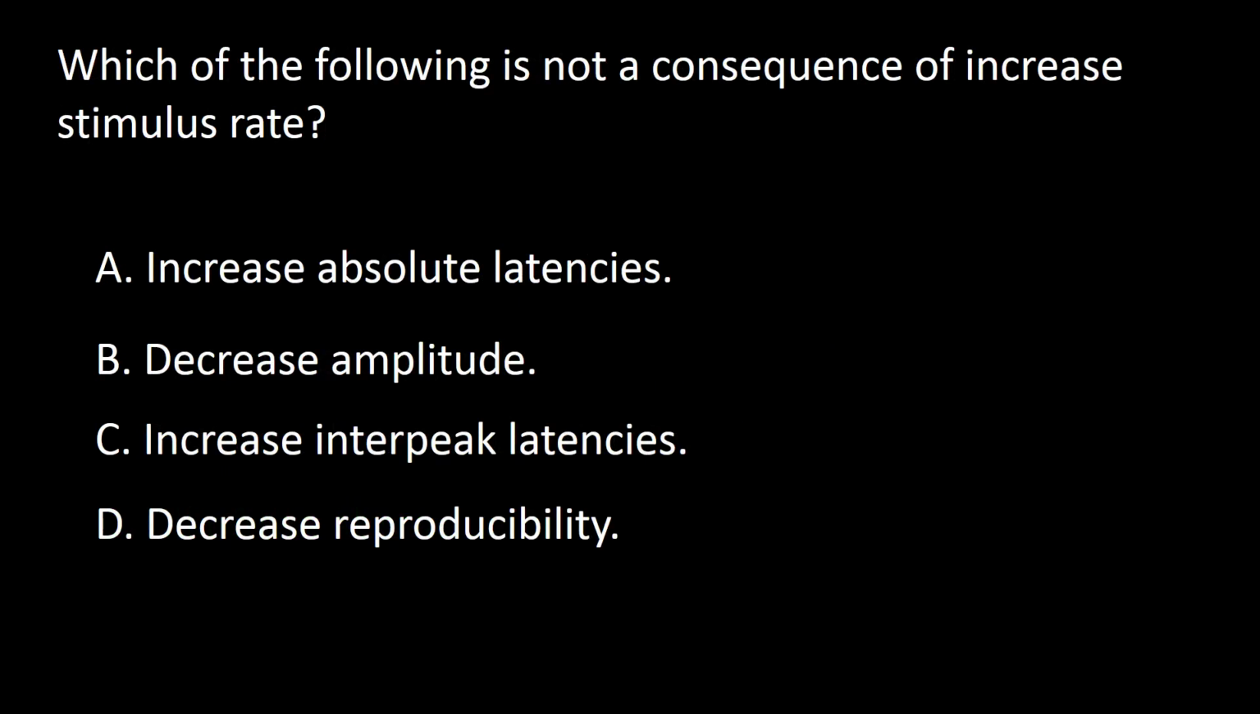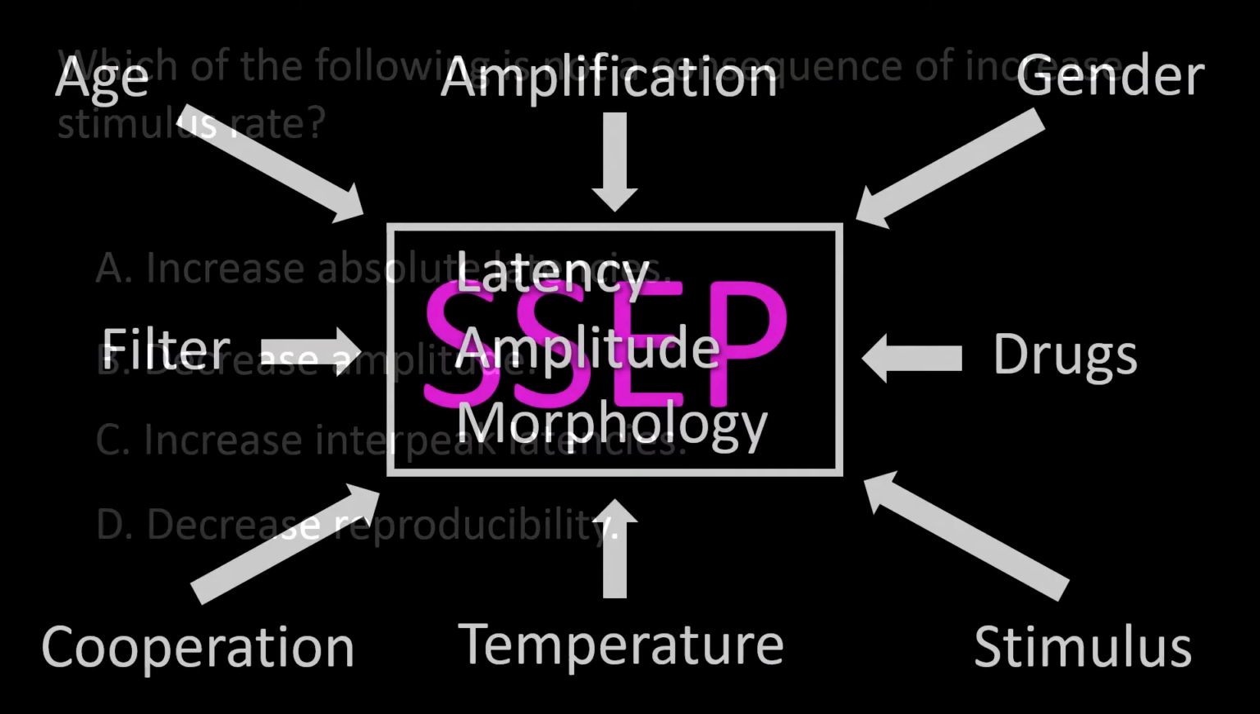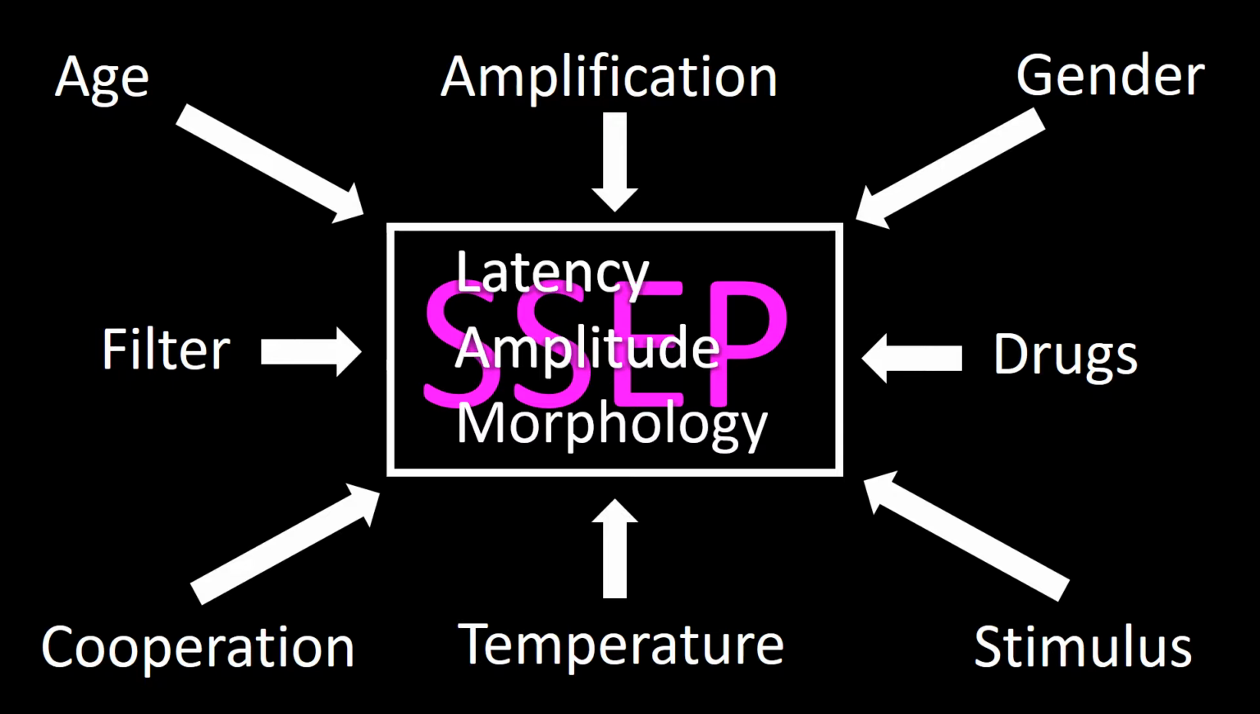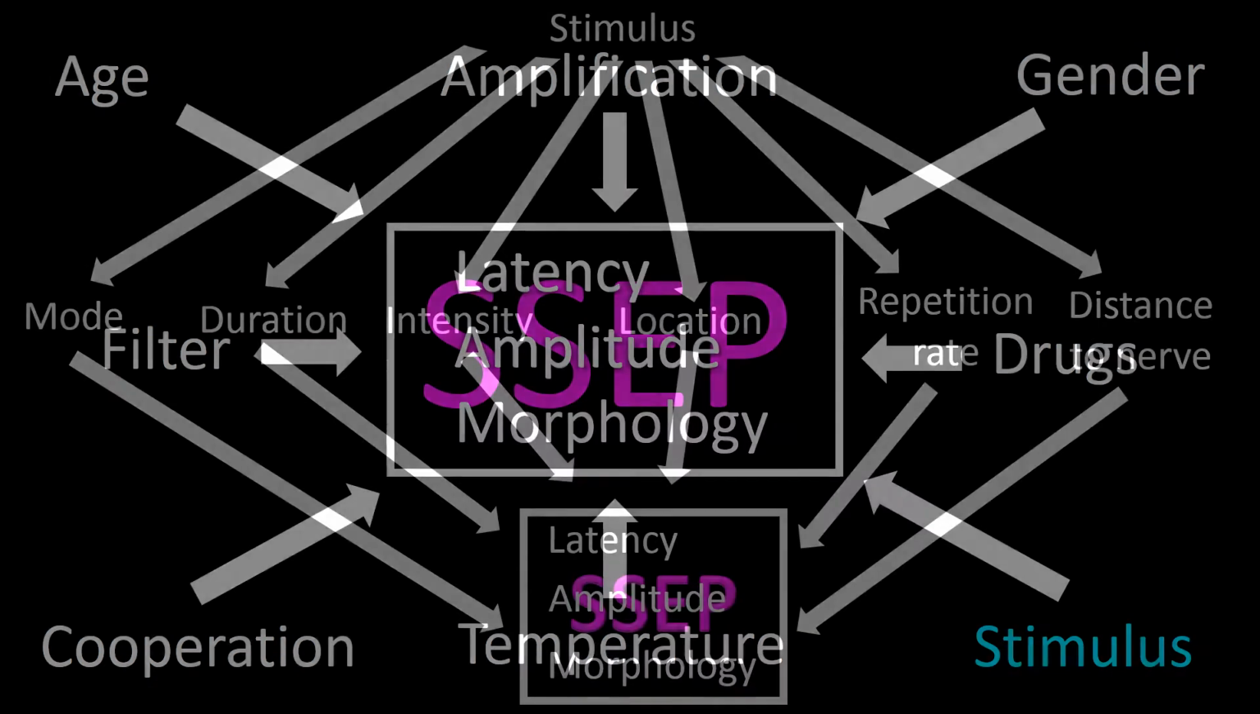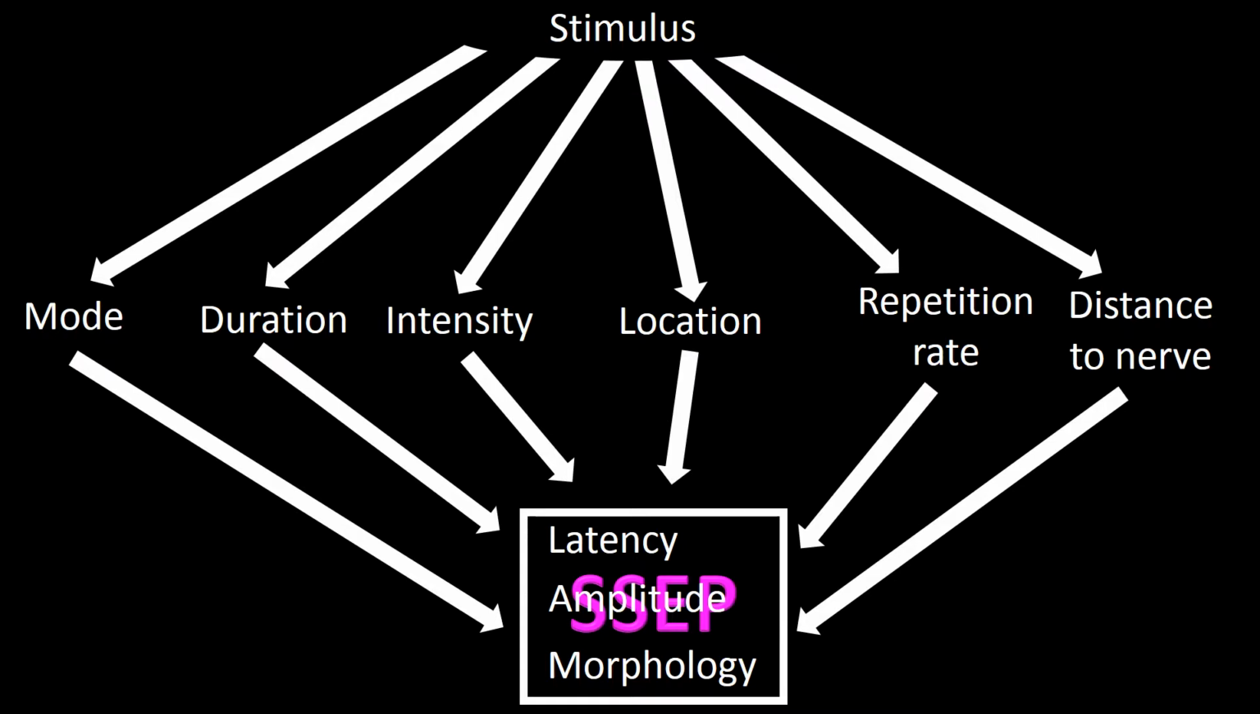Next question. Which of the following is not a consequence of increased stimulus rate? A. Increased absolute latencies. B. Decreased amplitude. C. Increased interpeak latencies. D. Decreased reproducibility. One of the most important factors determining latency, amplitude, and morphology of somatosensory evoked potentials is stimulus. The stimulus affects somatosensory evoked potentials through many variables. One of these variables is repetition rate.